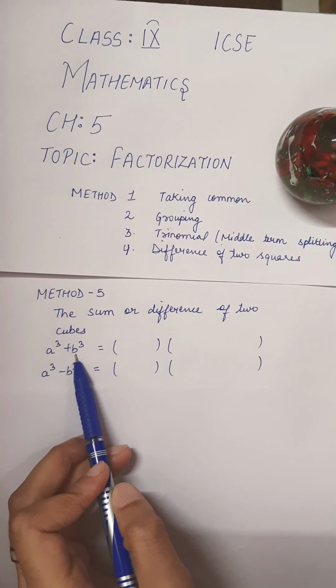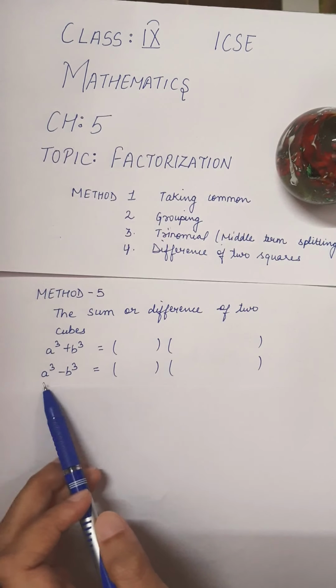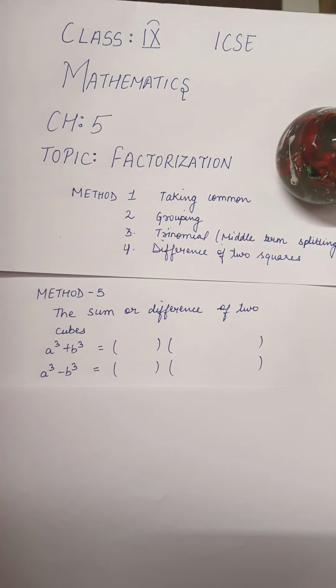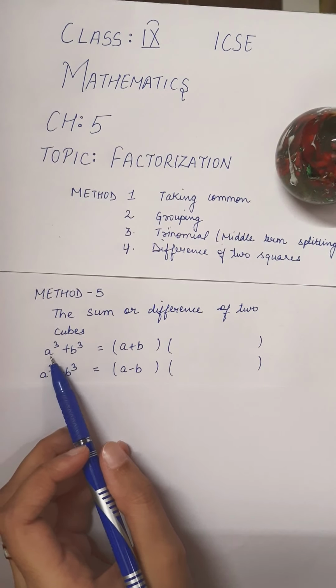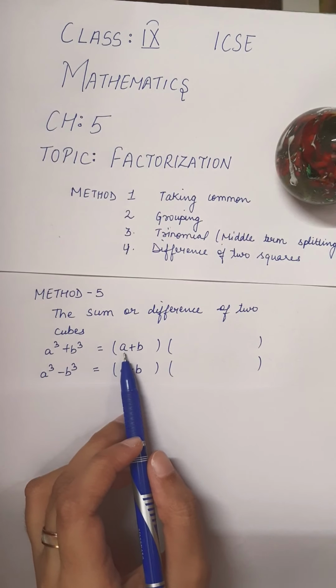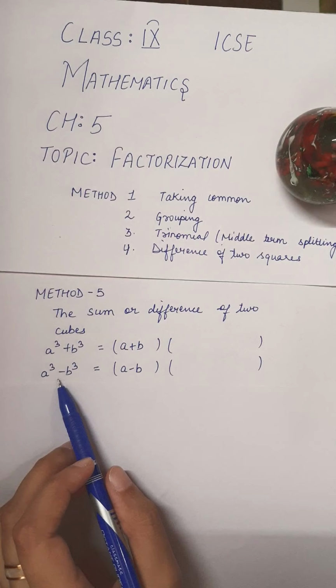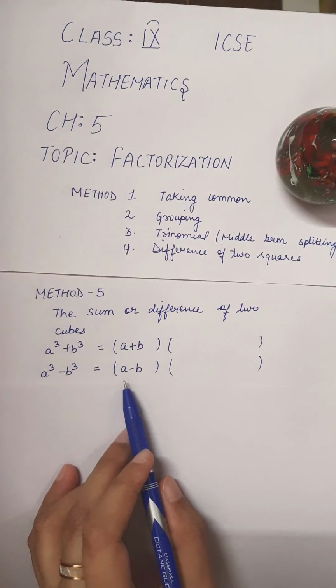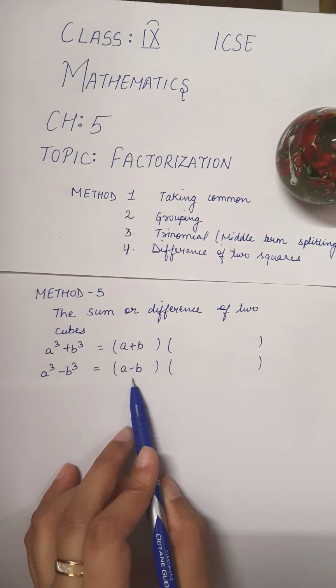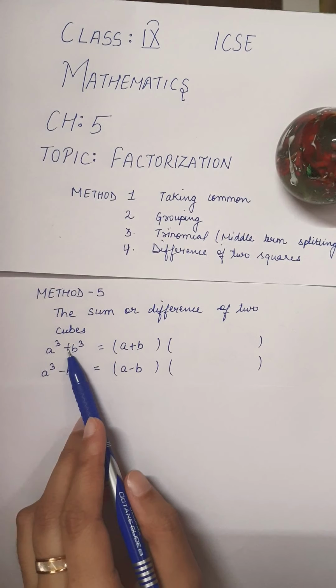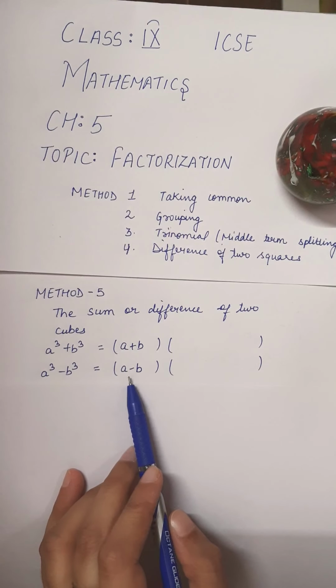a cube plus b cube, we have direct factorization, and a cube minus b cube. The first bracket is easy to learn. Where we have a cube plus b cube, in the first bracket, we will write a plus b. And for a cube minus b cube, in the first bracket, we will write a minus b. Only this you have to remember, plus with plus, minus with minus.